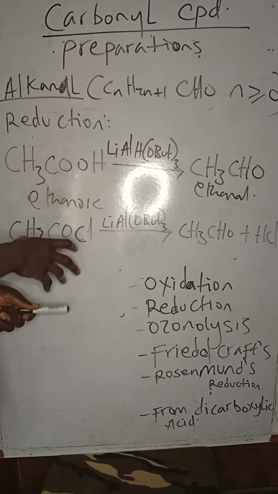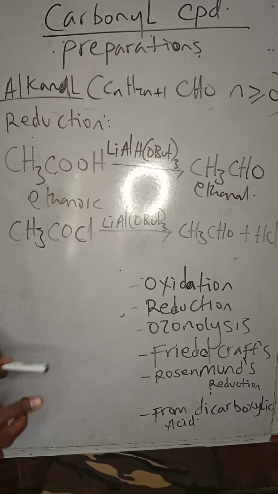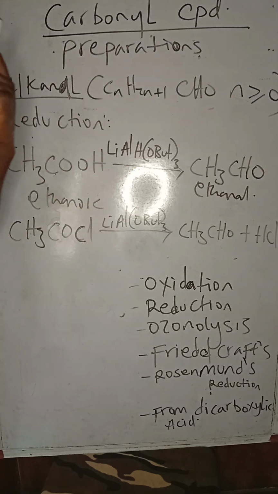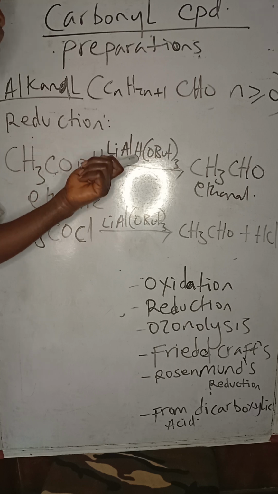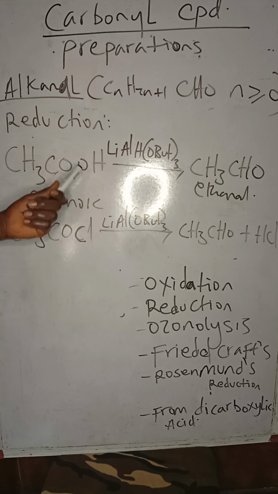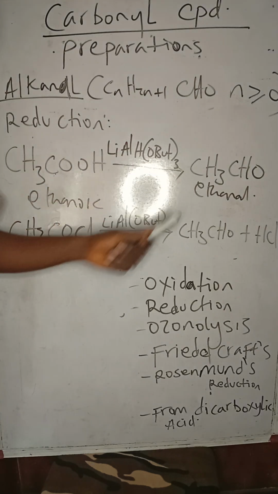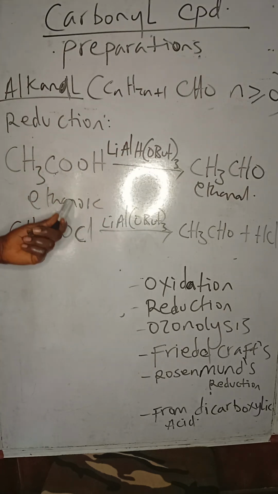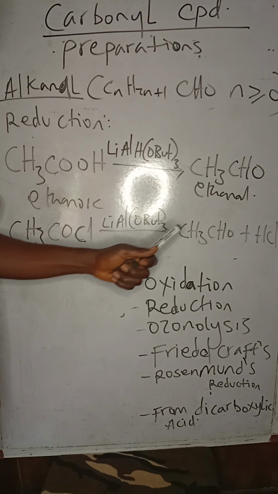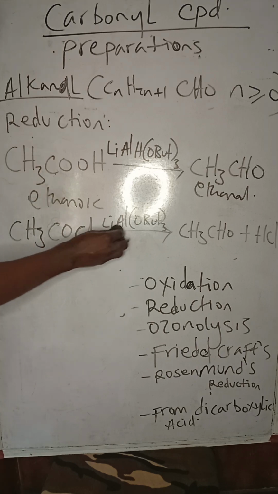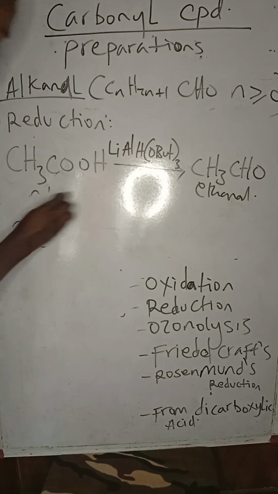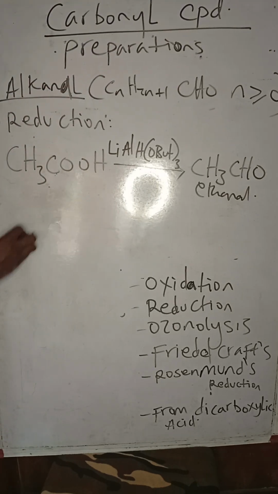So reduction of alkanoic acid or alkanoic acid derivative with mild reducing agents like LiAlH(O-tBu)3, lithium tri-tert-butoxy aluminum hydride, will stop you at the alkanals. So ethanoic acid chloride, when reduced with that same reagent, gives you ethanal also. Now, there's a very special reduction I would like to talk about for alkanoic acid derivatives.